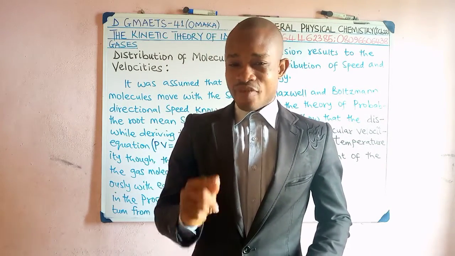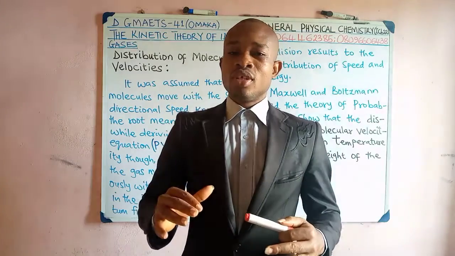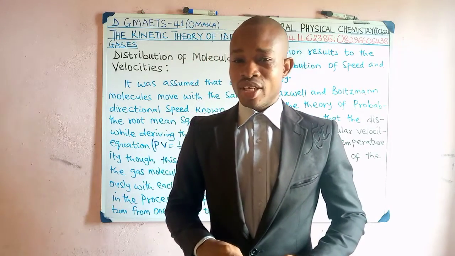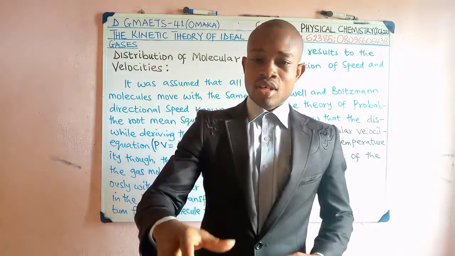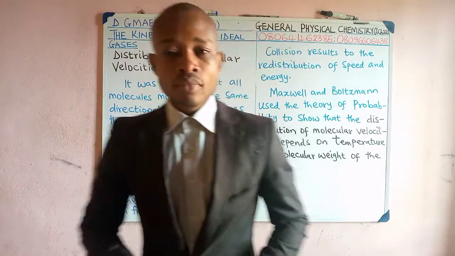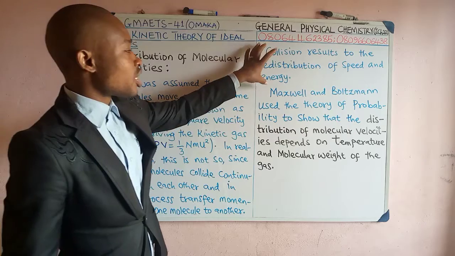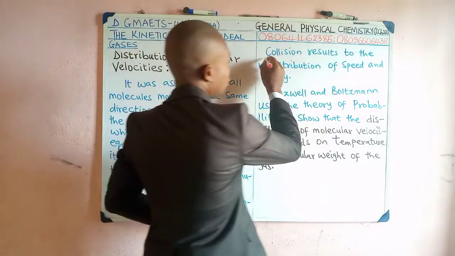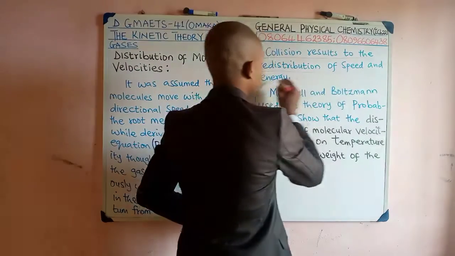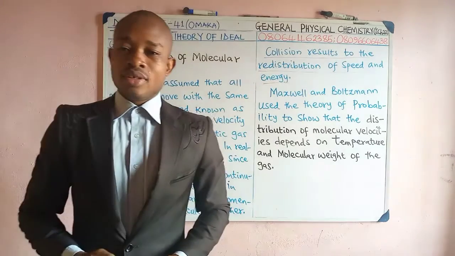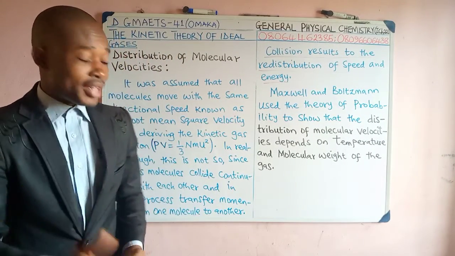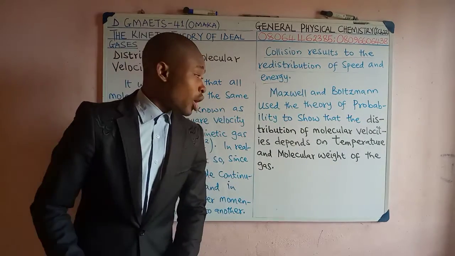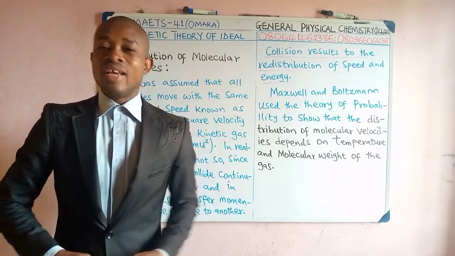Are you following? It therefore means that in real situation, the velocities of these gas molecules when they are in motion and colliding are not actually the same as we assumed in deriving this formula. Please, it's very important for us to take note of this. That collision results in the redistribution of speed and what? Energy. Very important point for us to take note of. When gas molecules collide, speed is being redistributed, because due to transfer of momentum from one gas molecule to another one, and that leads to redistribution of energy as well, a gain or loss in kinetic energy.